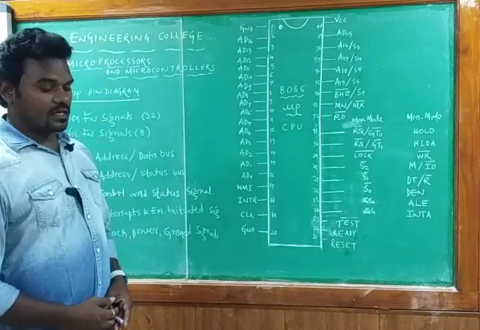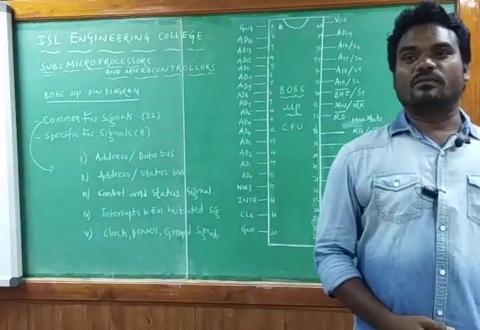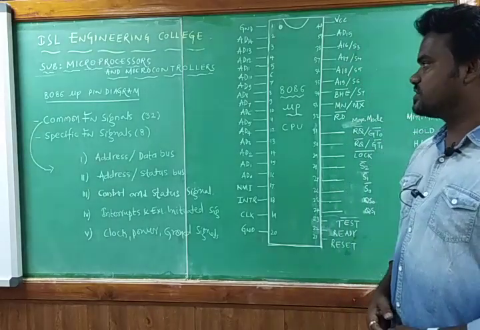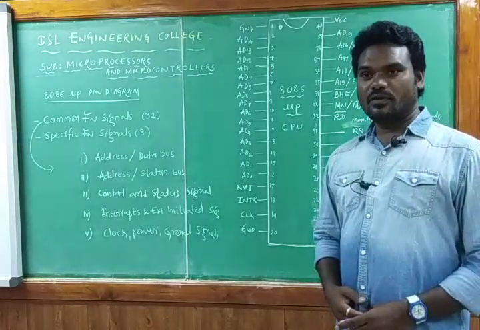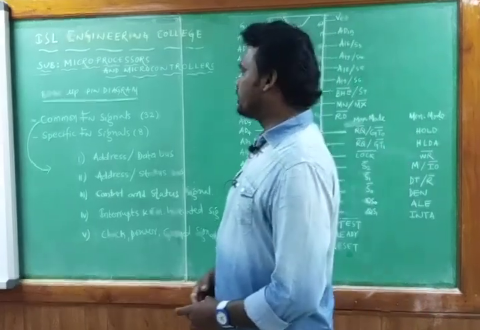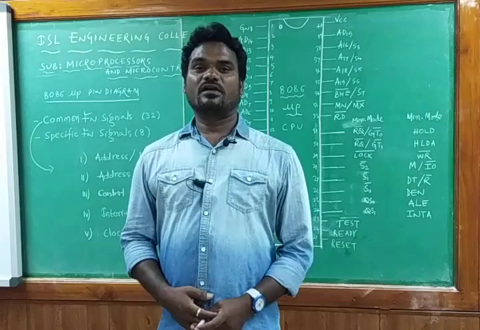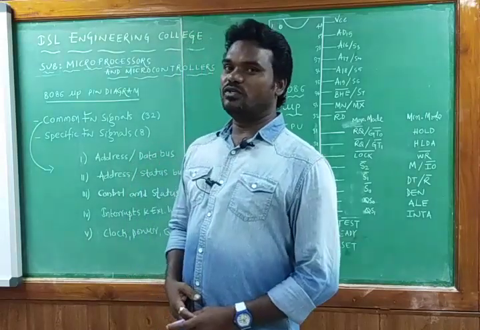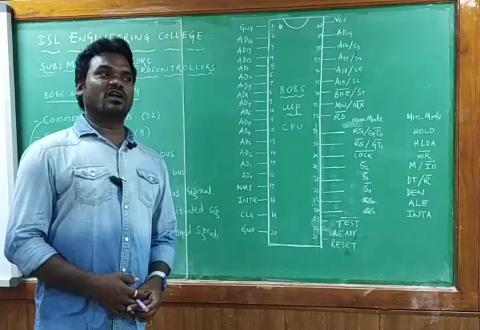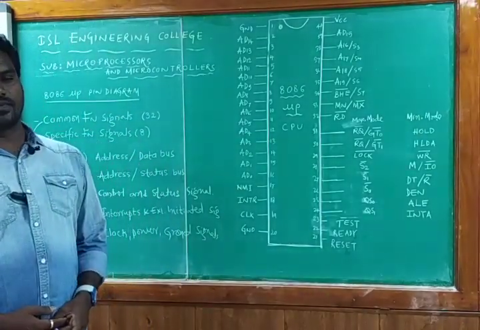In the last class, we studied some of the pin functionality of the 8086 microprocessor, and today we are going to complete the common function signals, the common function pins, which provide the common function in the minimum mode of operation as well as the maximum mode of operation.